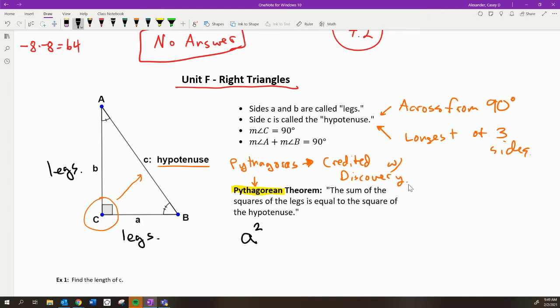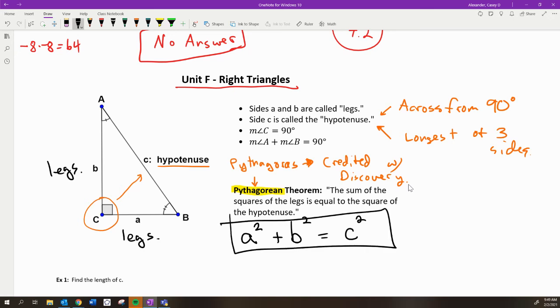So A to the second power, A squared, plus B to the second power, this is the sum of the squares of the legs. It's equal to the square of the hypotenuse. So this is the Pythagorean theorem in a nutshell. The one side squared plus another side squared equals the third side squared if that third side is the hypotenuse.